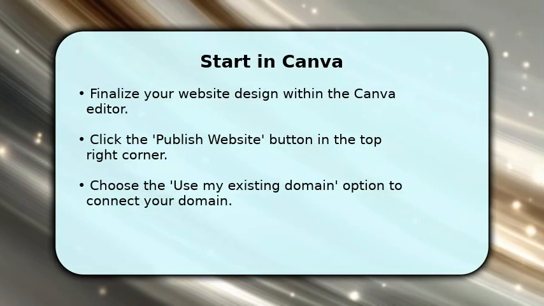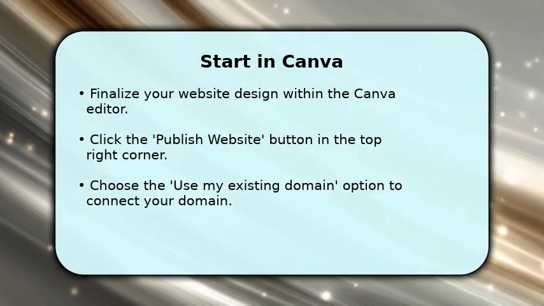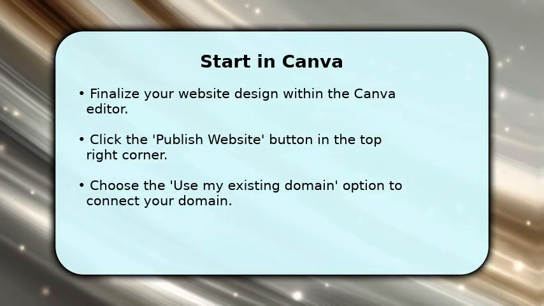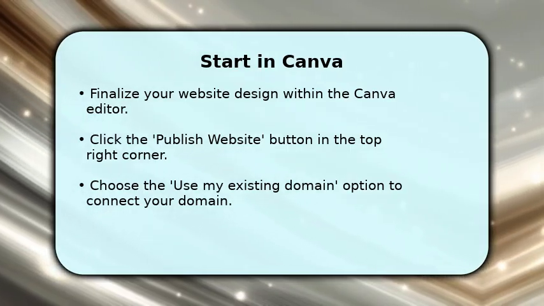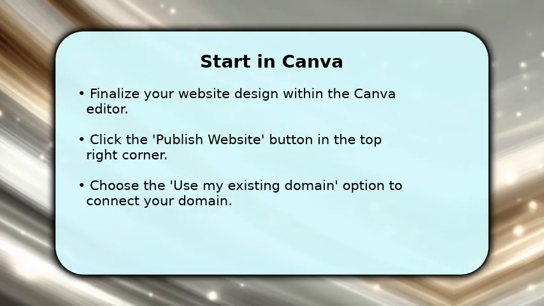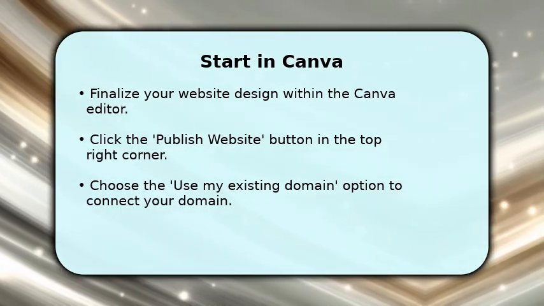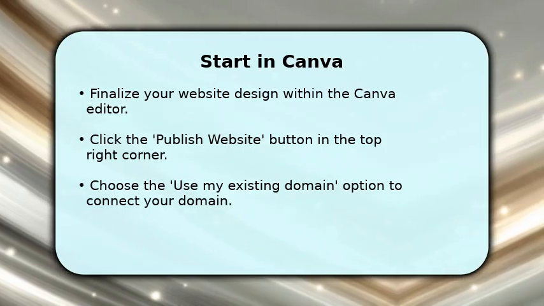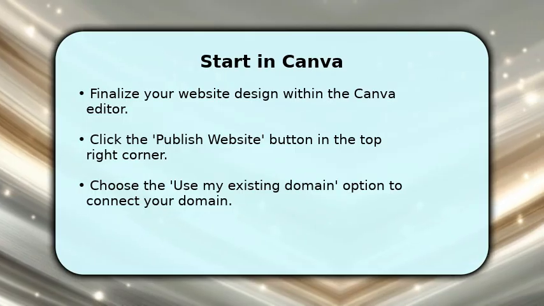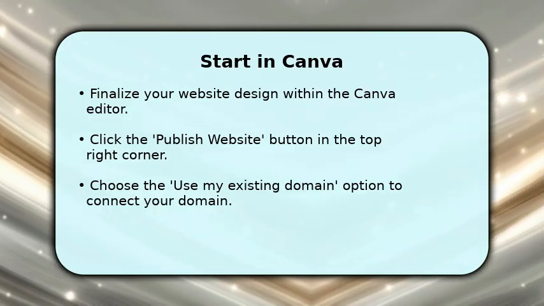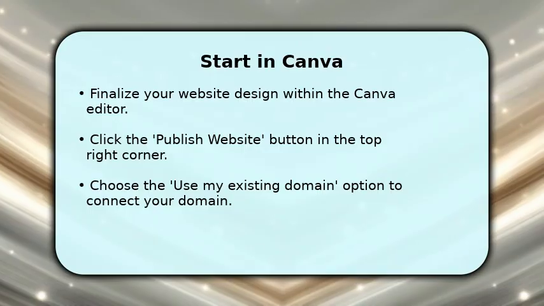To begin, make sure your Canva website design is completely finalized. Once ready, locate and click the Publish Website button, usually found in the top right corner of your Canva editor. From the publishing options, select Use My Existing Domain. You will then be prompted to enter your GoDaddy domain name. Carefully type it in, then click Continue to move to the next crucial step in the connection process.